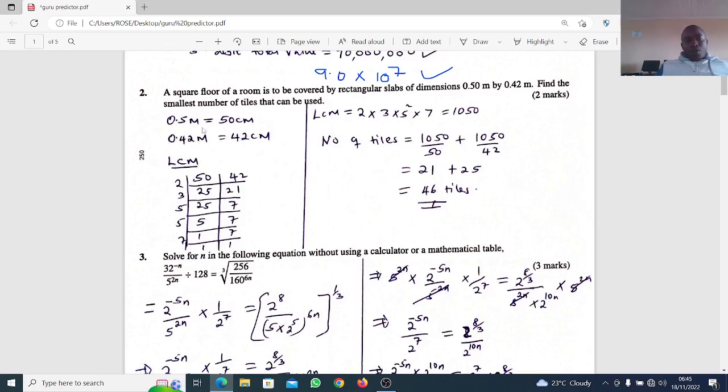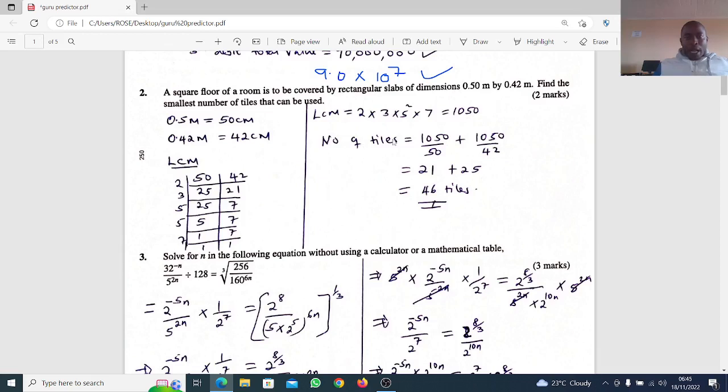What we need to know, first of all, let us convert this to centimeter so that we make a whole number. 0.5, we know that 1 meter is equal to 100 centimeter. So this 0.5 times 100 gives you 50 centimeter, and 0.42 times 100 gives you 42 centimeter. We find the LCM of 50 and 42. I've used this factorizing method. If you use a tree diagram, you will still find the LCM as 2 times 3 times 5 squared times 7, which gives you 1050 as the LCM.